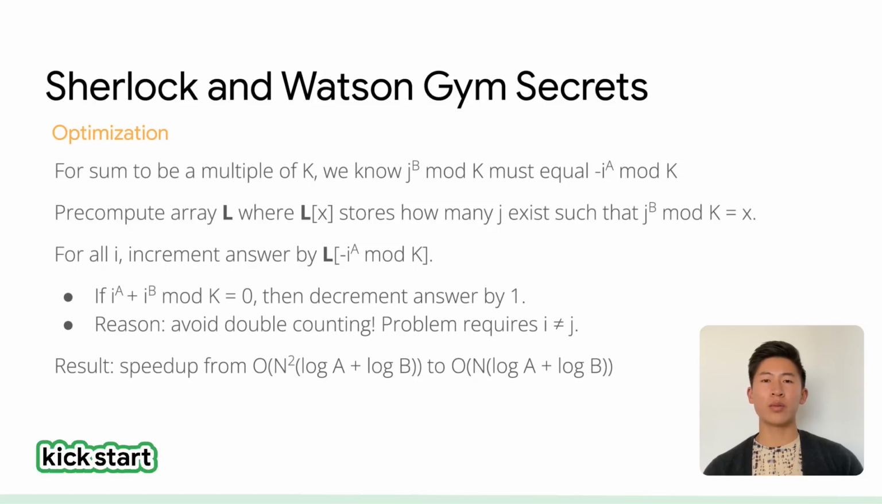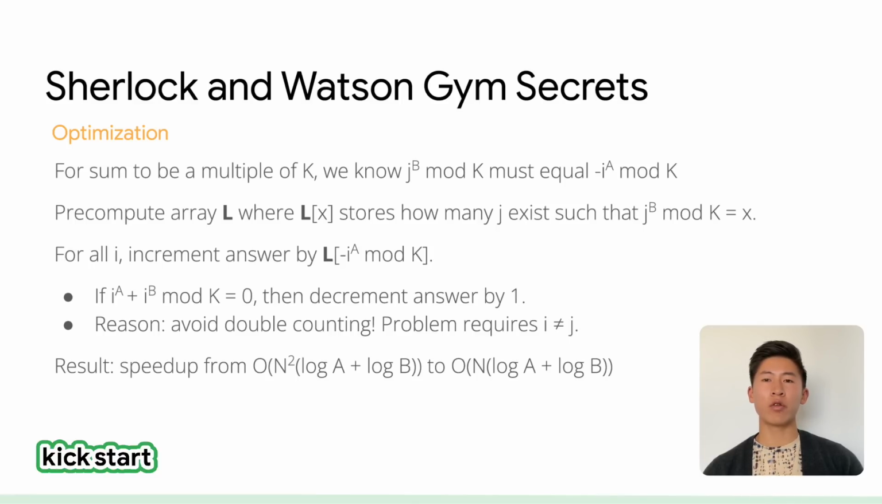This way, when we add them together, we get 0 mod k, which means the sum is a multiple of k. We can pre-compute these j instead of recomputing them every single iteration of i by storing them in an array, which we'll call L. Then, for each i, we just look up the appropriate entry in L.